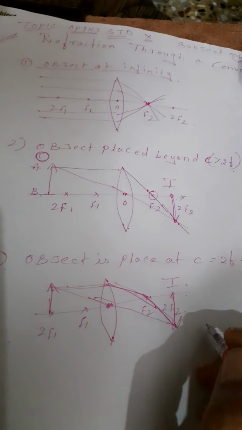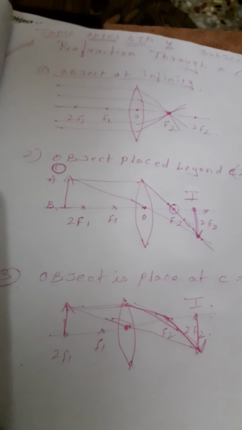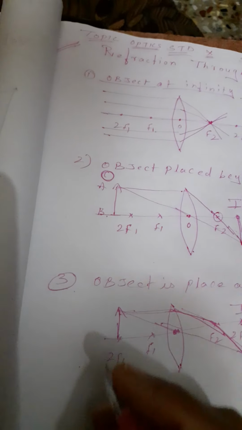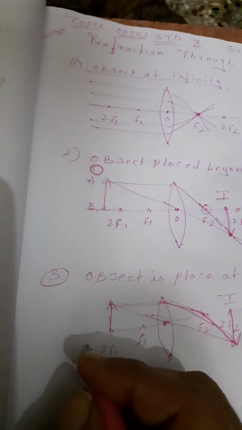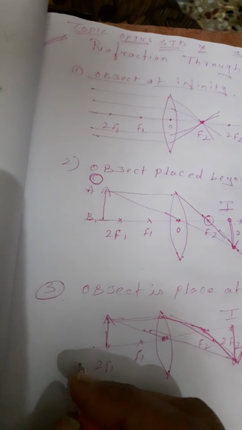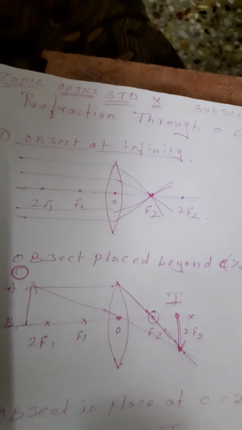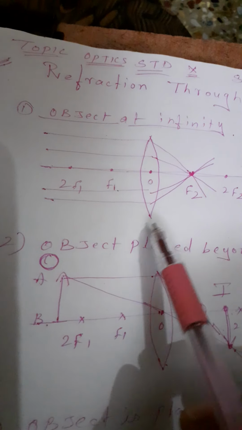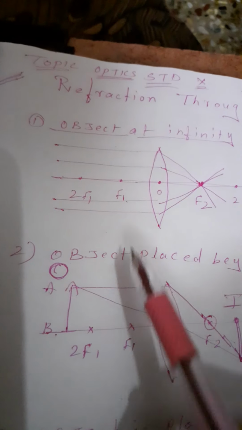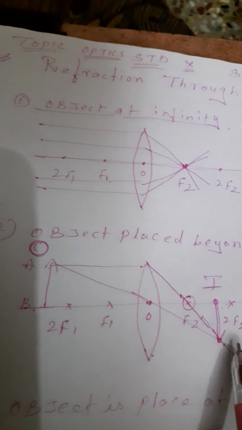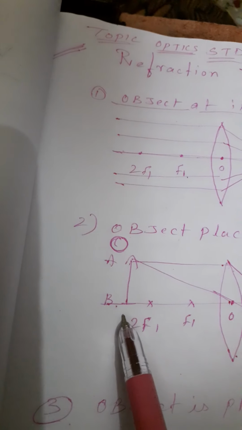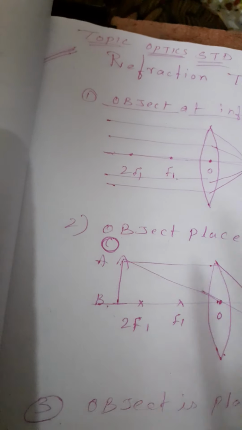You got your image. Then the fourth condition, object is placed between F and 2F. That is the same condition you had seen in the second, in reverse. Object is placed between F and 2F1. The image will be formed beyond 2F. Opposite condition of your second one.